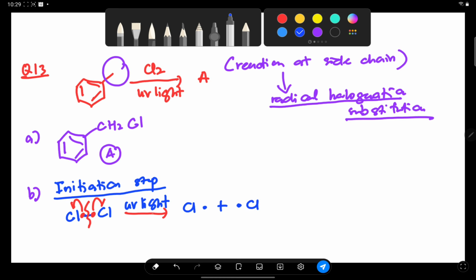So, what is the function of UV light? UV light will break the Cl2 molecule homolytically. What does homolytic mean? Homolytic means that it breaks the bond and divides the electrons equally. That means one electron goes here, one electron goes here. It does not give both electrons to one side. Homolytically, it breaks and gives equally. Okay.